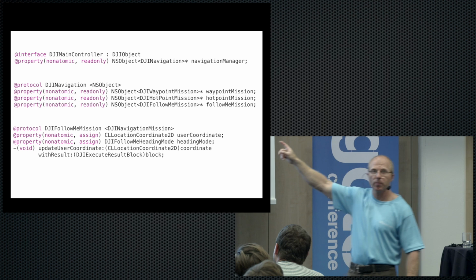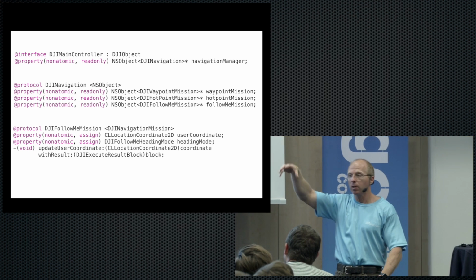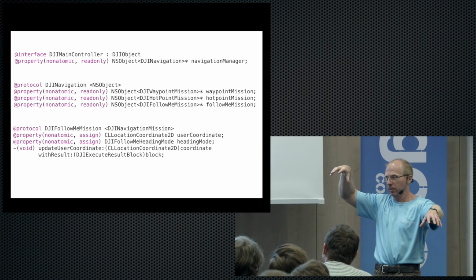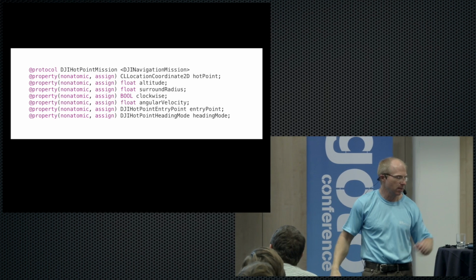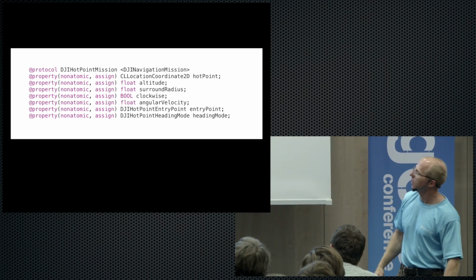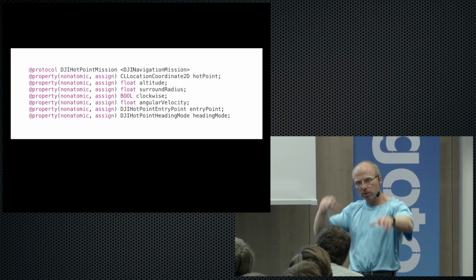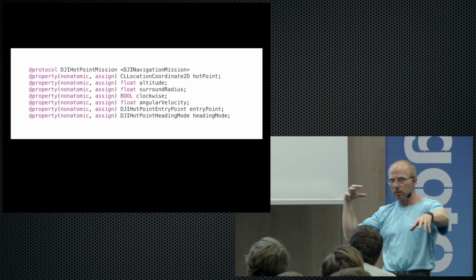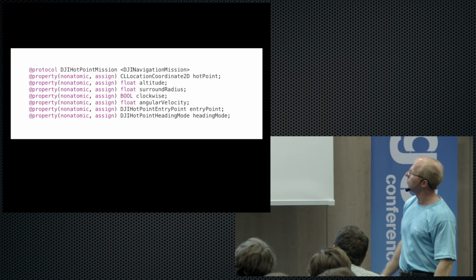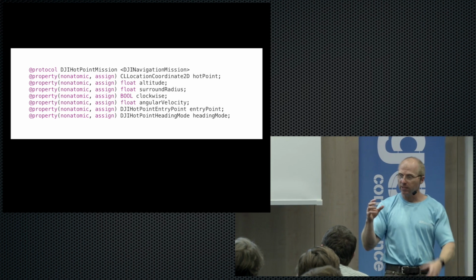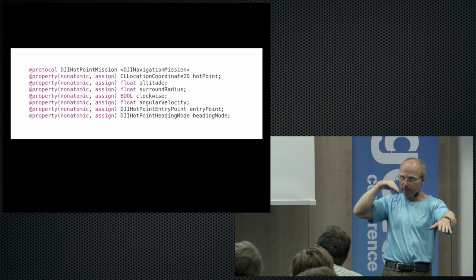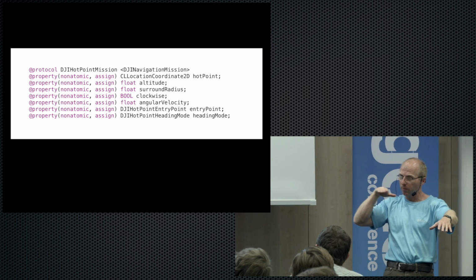Take a look at the Hotpoint mission. With the Hotpoint mission, you can have the drone lock itself at one point and just stay there or do things there. See what you can do here. You can just lock yourself to the position. You can circle around it, and if you circle around it, you can actually set if the drone should keep looking at that point or if it should keep its orientation.